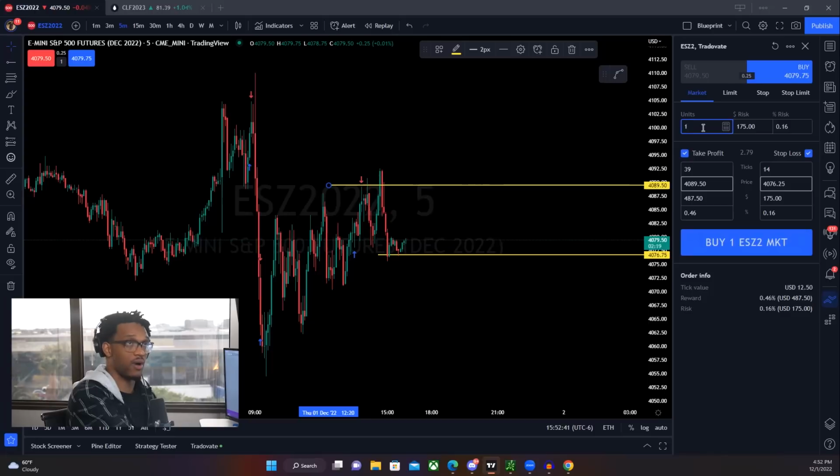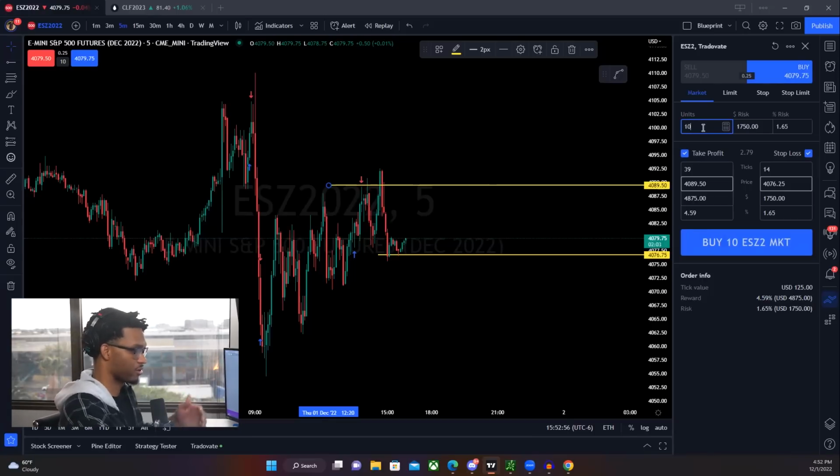Right, so just one, right? So one contract of ES equals 10 contracts of MES, just to give you some perspective on that, because we literally just did it. So imagine what 10 contracts is, right? It's a lot. There's a lot of MES contracts, right? It's just to put some stuff in perspective for you.